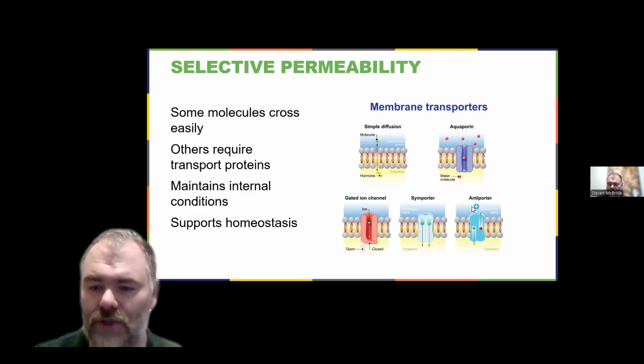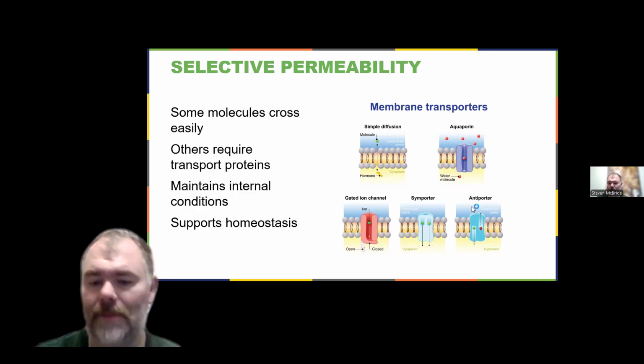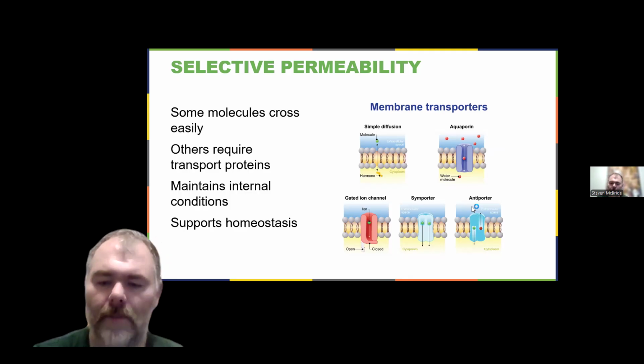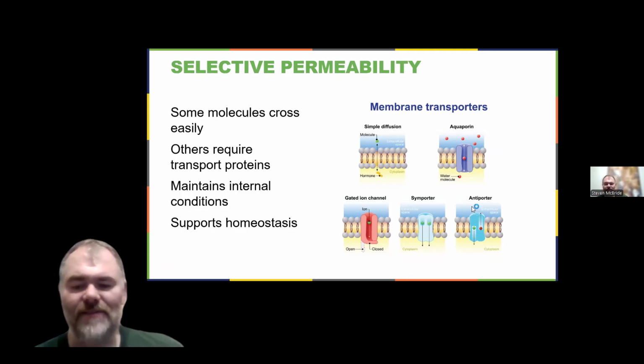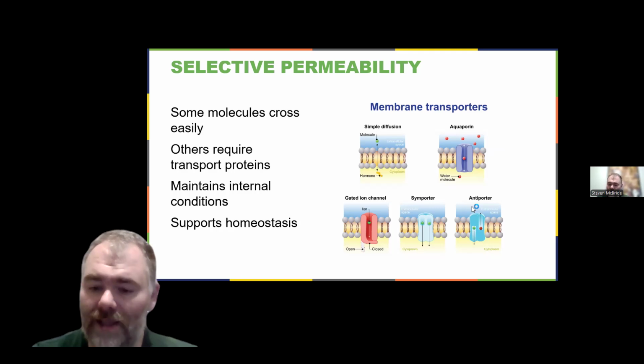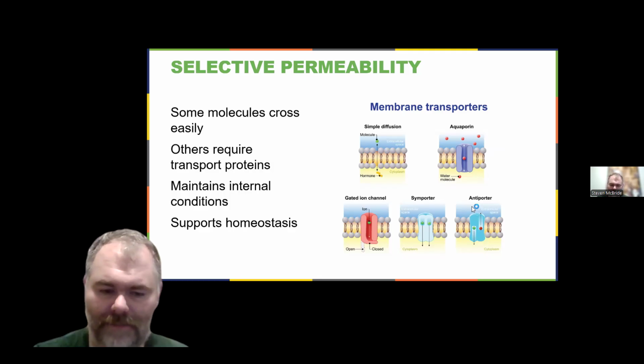This selective control is critical because cells must carefully regulate their internal environment. They need to maintain proper concentrations of nutrients, ions, water, and waste products, even when external conditions change. By controlling what enters and leaves, the plasma membrane helps maintain homeostasis, relatively stable internal conditions that allow cells to survive and function properly.